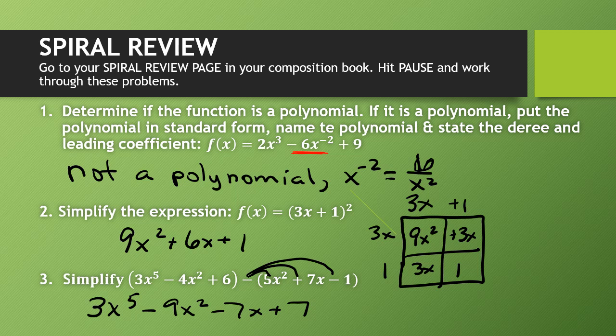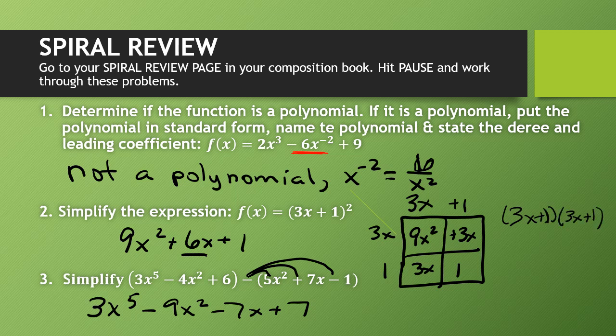Number 2, please compare answers. Your answer should be a trinomial. When we take a binomial and we square it, we have a binomial times a binomial, which in this case would give us a trinomial. You cannot just square the 3x and square the 1. You have to take 3x plus 1 times 3x plus 1.